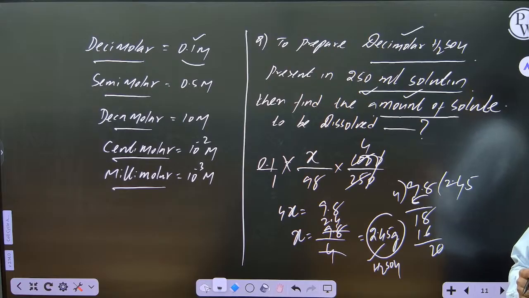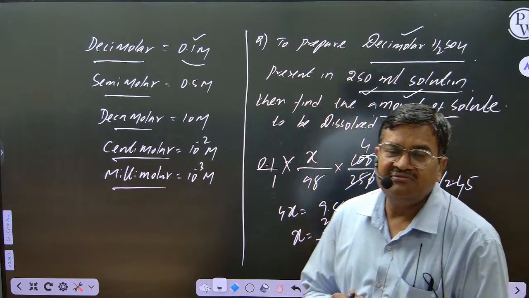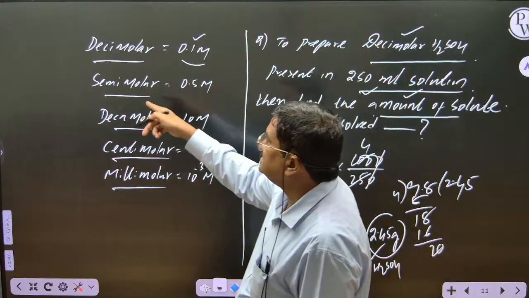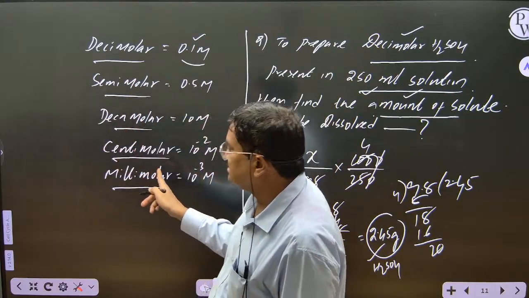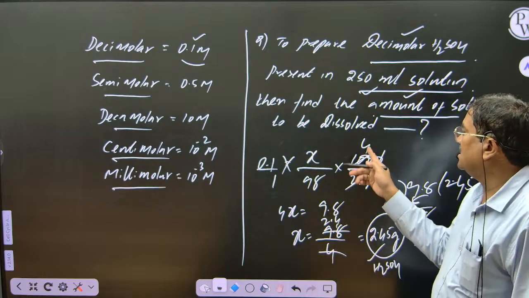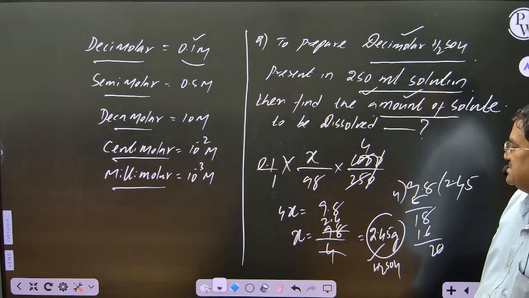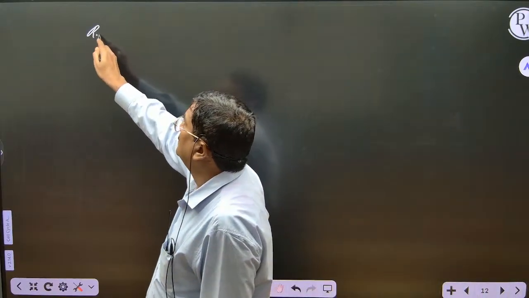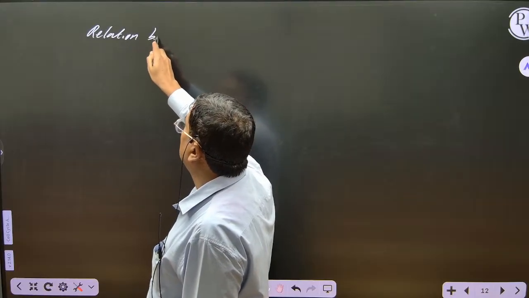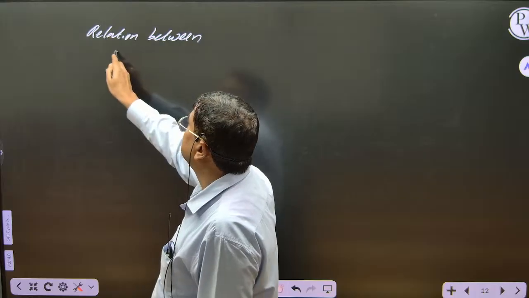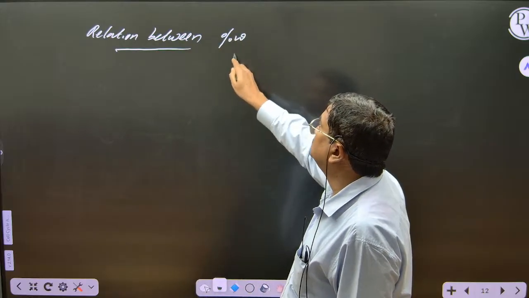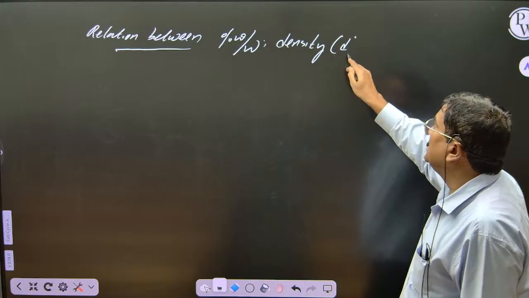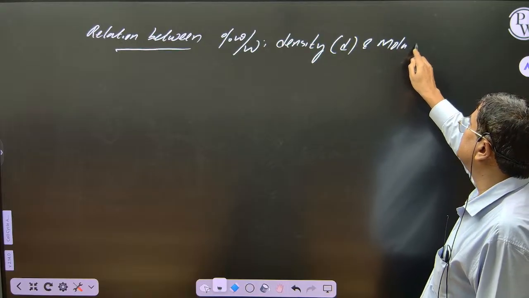Copy this. Now we go to the next relation. Write the heading: relation between mass percentage, density and molarity. These terms you have to make a note of: deci means what, semi means what, deca means what, centimolar, millimolar. And here you see what we are finding: weight. Now, what is the symbol for mass percentage? W by W. Density is shown with D, and molarity is shown by the symbol of a capital M.